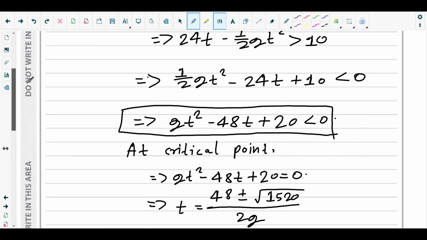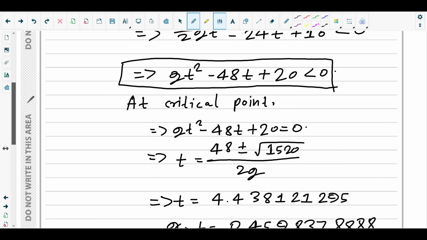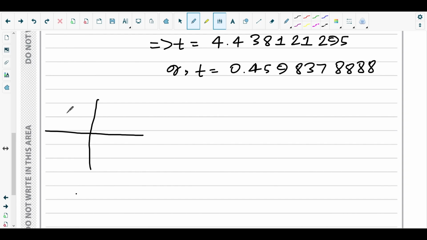It is gt squared. That means the coefficient of t squared is positive. So this quadratic graph would be U-shaped, like this. Which part is below the x-axis? This part, right? This part is less than 0. So this part can be found for which t values? These t values. That means the solution to this inequality would be the t values between the two critical values.